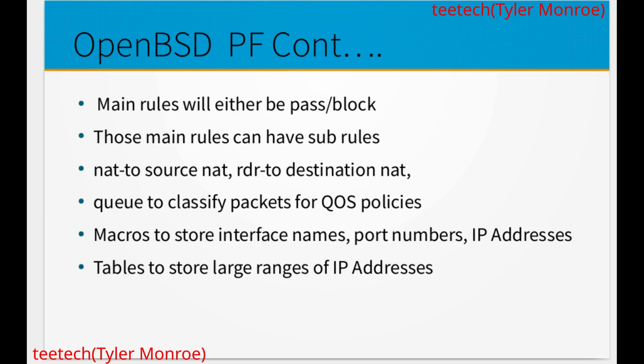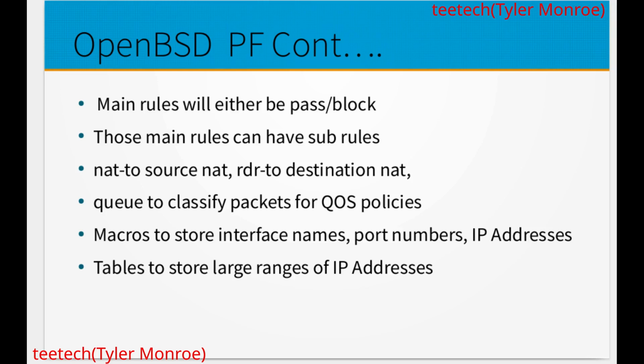You can also use rules that are queues. This is a separate keyword in PF, and we can classify packets for our quality of service policies. You can get very fine-grained with that and section off different queues for, say, VoIP traffic that would have a lower delay and higher bandwidth, whereas something like web traffic may not need that much. So you can give it less bandwidth and hold more of those packets back.